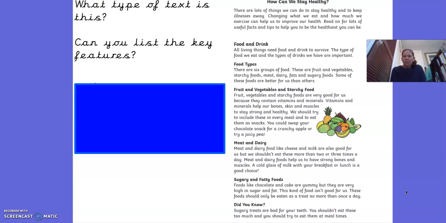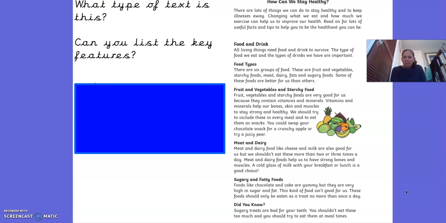Food types. There are 6 groups of food. These are fruit and vegetables, starchy foods, meat, dairy, fats and sugary foods. Some of these foods are better for us than others. Fruits and vegetables and starchy food. Fruit, vegetables and starchy foods are very good for us because they contain vitamins and minerals. Vitamins and minerals help our bones, skin and muscles to stay strong and healthy. We should try to include these in every meal and to eat them as snacks. You could swap your chocolate snack for a crunchy apple or try a juicy pear.